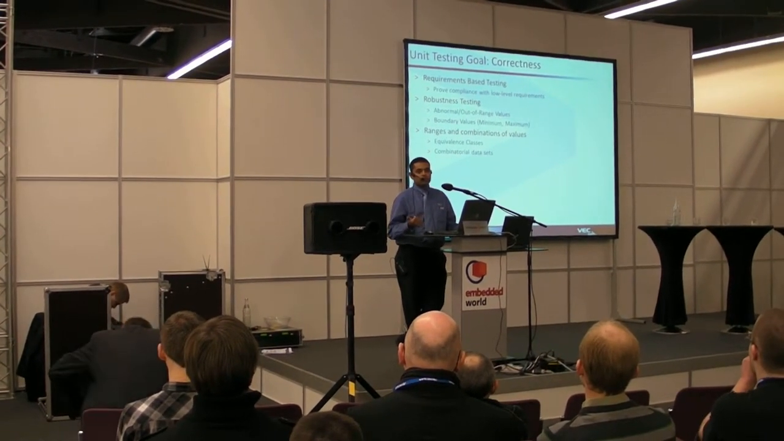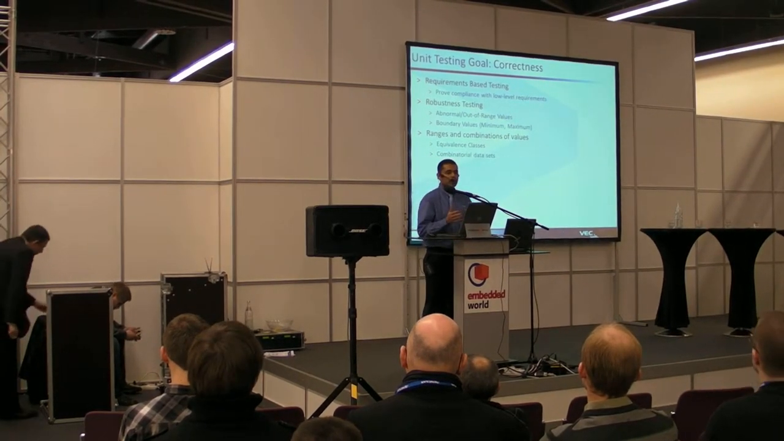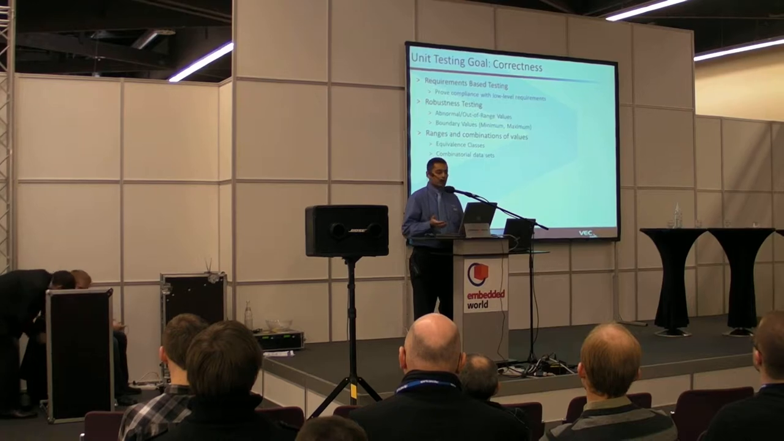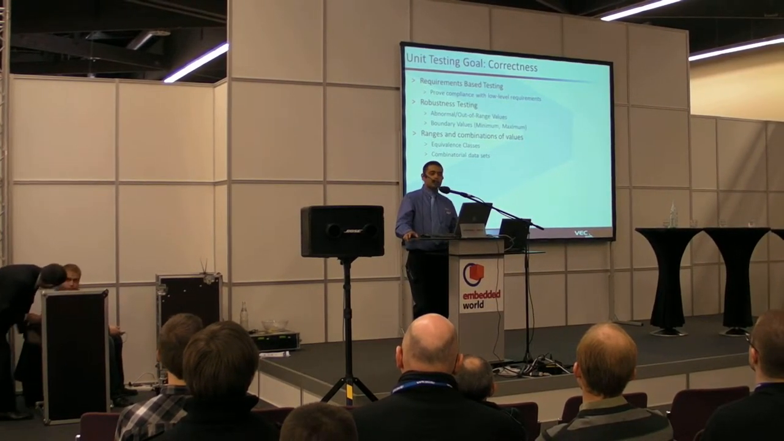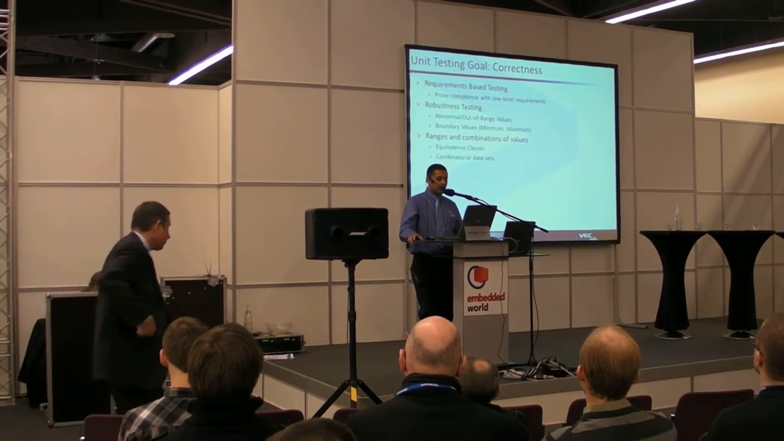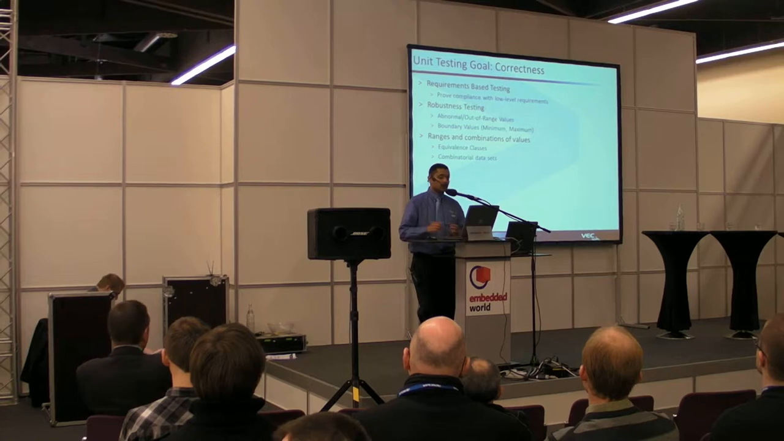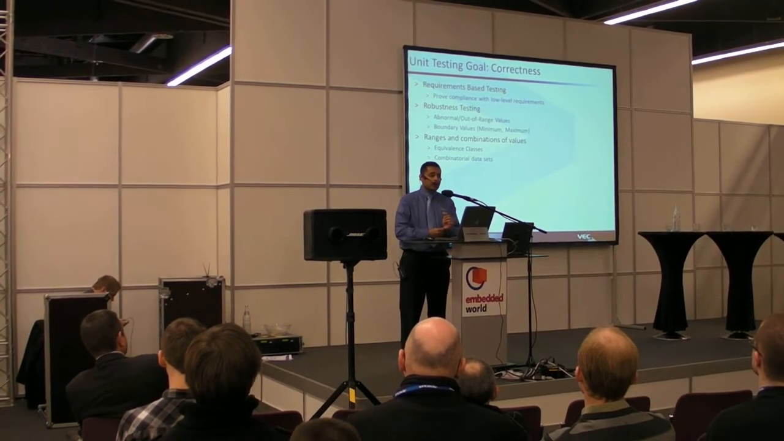So the goals of unit testing: there are three key parts. The first one, which is the most obvious, is requirements testing. This is where you have some requirements and you want to ensure that the requirements have been met. But then there are some more interesting scenarios that we want to look at, like robustness testing. So how can we test abnormal and out of range values and boundary values? So testing at the boundaries of the types that we're working with. Talking about equivalence classes as well.